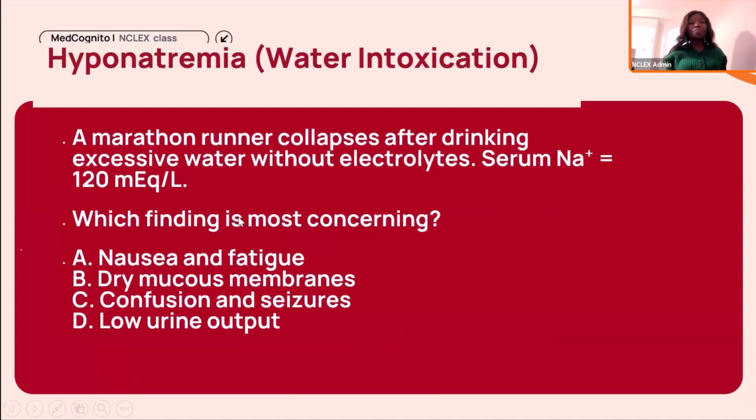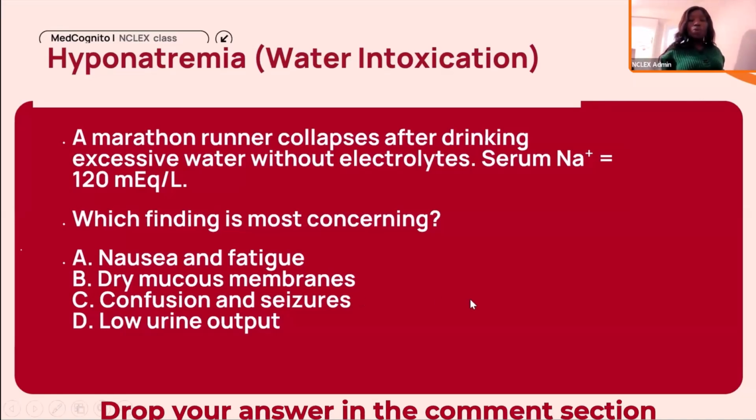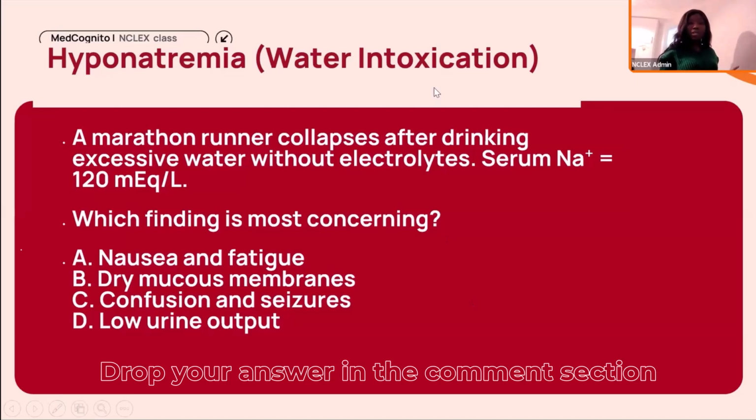Okay, so let's look at this. I want us to run through. Hyponatremia. A marathon runner collapses after drinking excessive water without electrolytes. And then they check the serum sodium is 120. So remember the reference range. So which finding will be most concerning? We are dealing with hyponatremia. Nausea and fatigue, dry mucous membranes, confusion and seizures, low urine output. So most concerning.